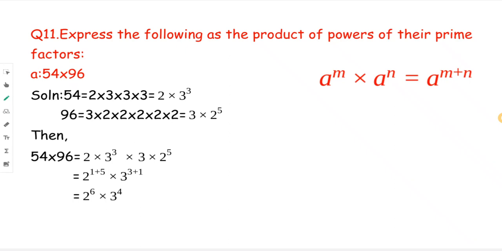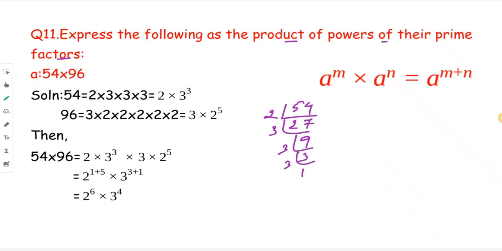Alright, the last question, question number 11. Express the following as a product of powers of their prime factors, right? So we have to find their factors, right? So if I try to find the factors of 54, then 2 2s are 4, 2 7s are 14, then 3 9s are 27, 3 3s are 9, then 3 1s are 3.